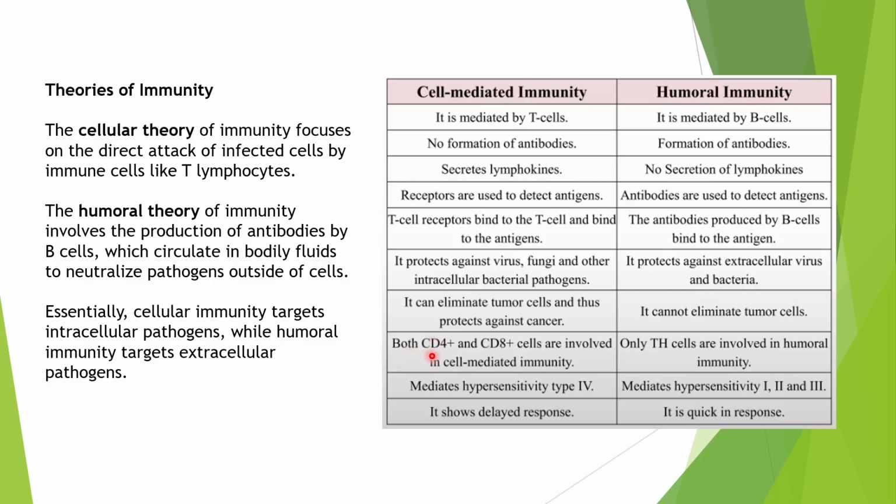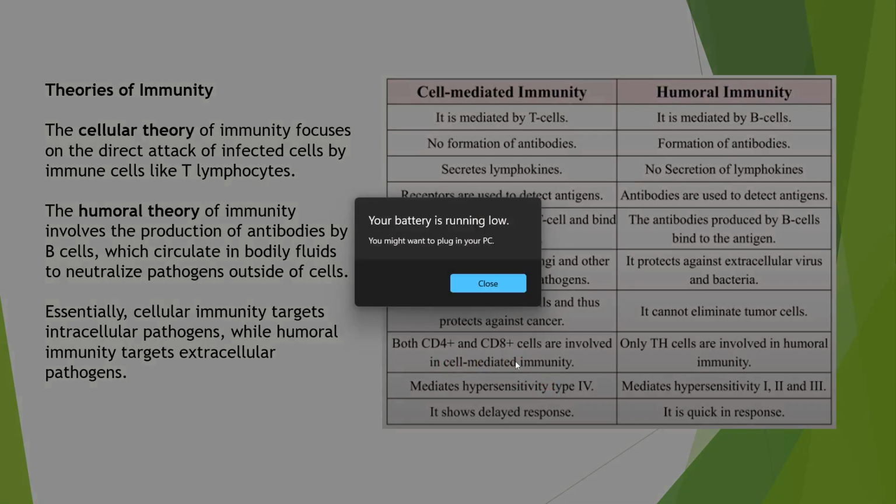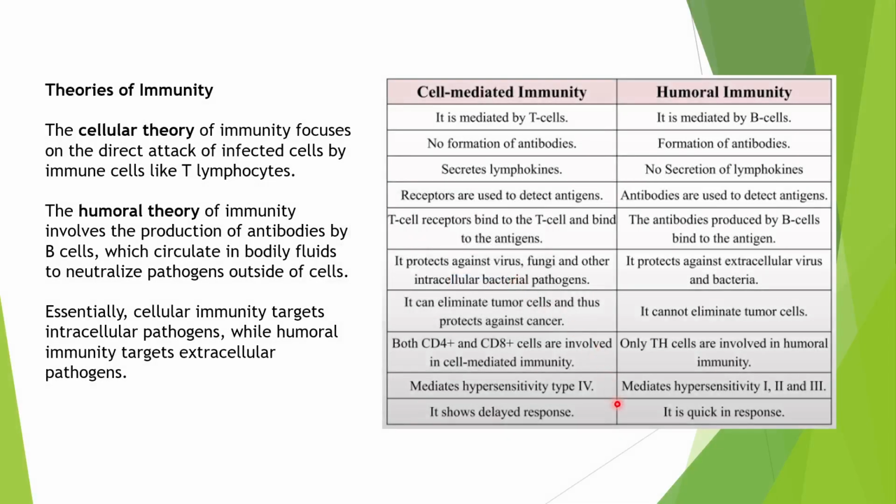In T cell response, both CD4 plus and CD8 plus cells are involved in the cell mediated immunity, and in humoral immunity, only the Th cells, that is the T helper cells, are involved. Cell mediated mediates hypersensitivity type 4, and humoral can mediate hypersensitivity type 1, 2, and 3. Cell mediated immunity shows a delayed response. However, the humoral immunity is a quick response.